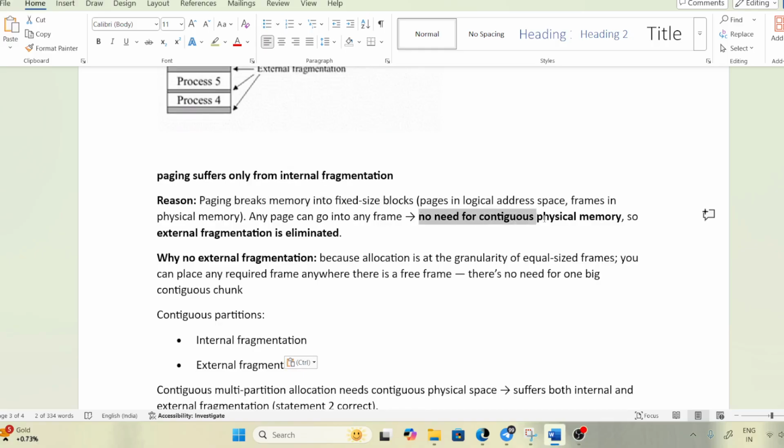Now there is no continuous physical memory requirement, so external fragmentation is eliminated. Here we have no concern with continuous memory allocation. Why? Because we are going to play with the logical address space. So there is no chance of external fragmentation. Because allocation is at the granularity of equal size frames, you can place the required page from anywhere because we are playing with the logical address. So it is having internal fragmentation but not external fragmentation.